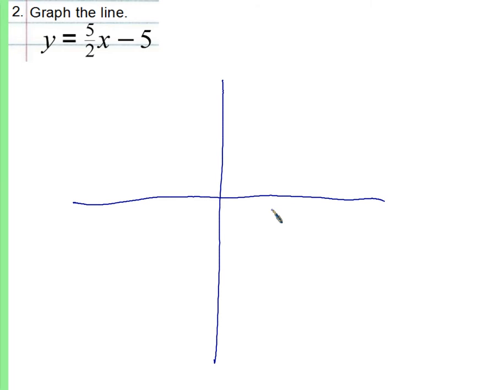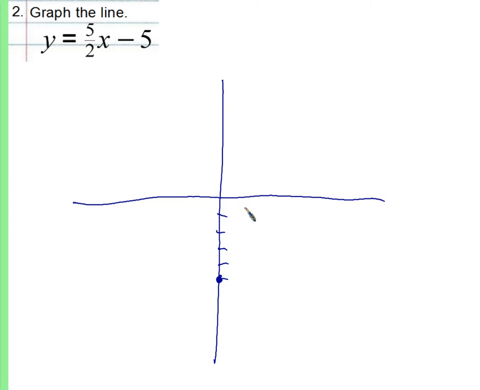Negative 5. Negative 5. Down 5 on the y-axis. Why is there a point on the y-axis, Jethro? If you plug in 0 for x, y is just going to be negative 5. Yes. Two for remembering it for this long. Yeah. It's a curveball. Because if you put a 0 in for x, you get a negative 5 out for y.